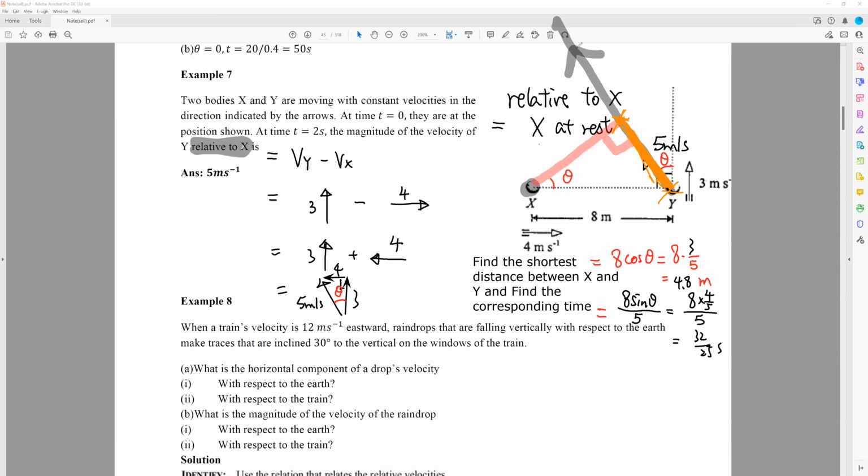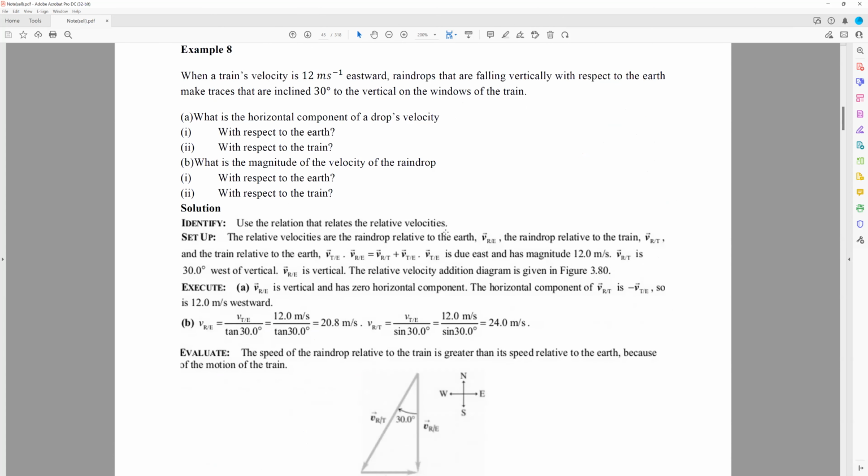Any questions here? This is really a common question in the commission. You really need to get used to it. Alright, let's move on to the next one.